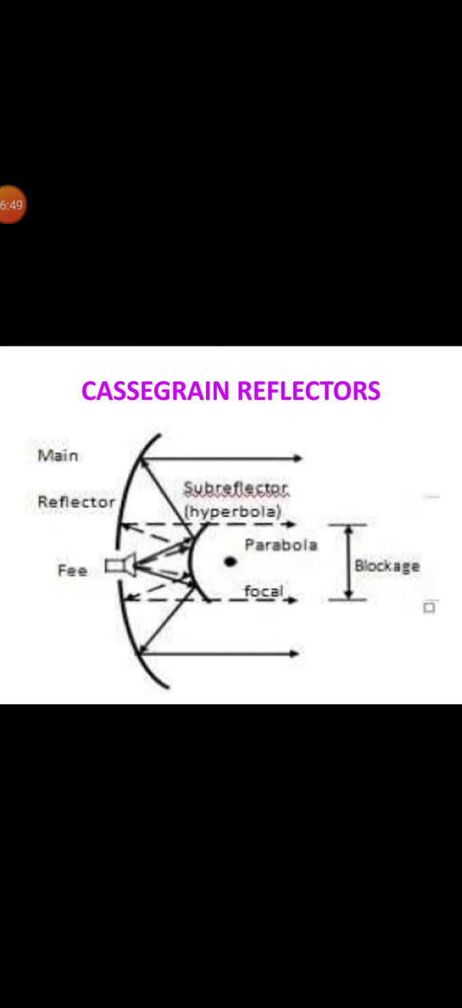This is the simple diagram of a Cassegrain reflector, and these Cassegrain reflectors are widely used in telescope design and monopulse tracking. It permits reduction in axial dimensions of the antenna. It permits greater flexibility in design of feed systems and eliminates the need for long-distance transmission lines.